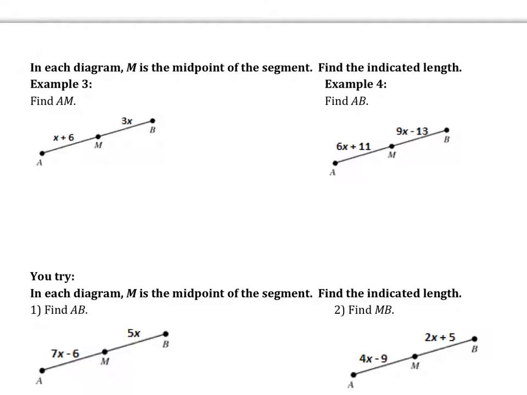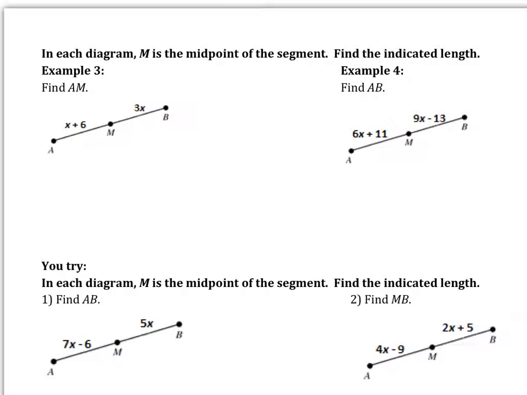So I'm going to do these couple examples here, and then you're going to do a couple, and I will do the word problem again. So in each diagram, M is the midpoint of the segment. Find the indicated length. So because this is a midpoint, I'm not going to do segment addition. I'm going to do AM equals MB. I'm going to do that for both these pictures.